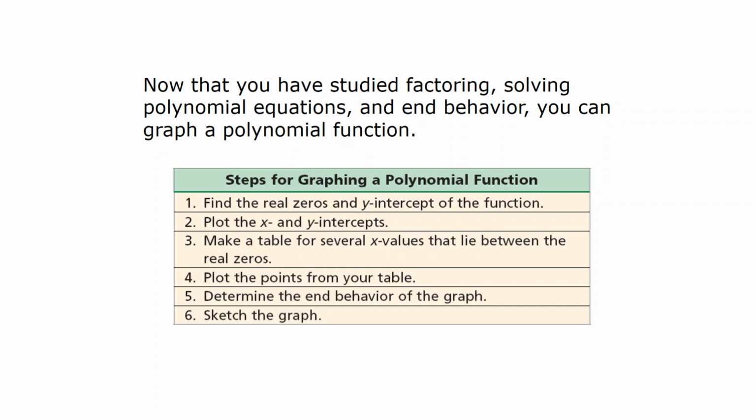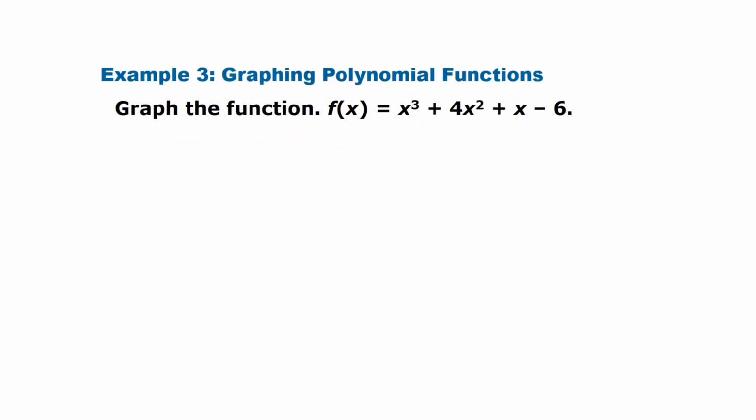Next, we're going to plot our x and y intercepts. Then we're going to make a table for several x values that lie between the real zeros. Then we're going to plot the points from your table, determine the end behavior of the graph, and sketch the graph. So let's take this example. We're going to graph f of x equals x to the third plus 4x squared plus x minus 6.